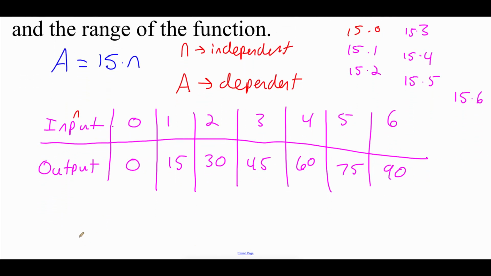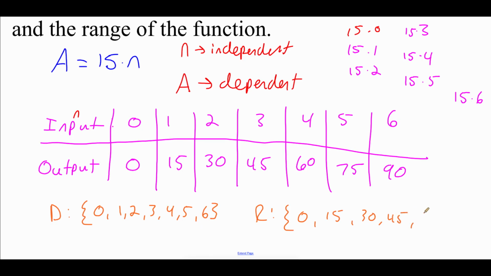Now the last thing we're asked to do here is identify the domain and range of the function. So I'm going to start with that domain. Remember, your domain is your input values. So that was the 0, 1, 2, 3, 4, 5, and 6 that we plugged in. Your range is your output values. So that's the 0, 15, 30, 45, 60, 75, and 90. Those are the answers that we got when we plugged in those input values.